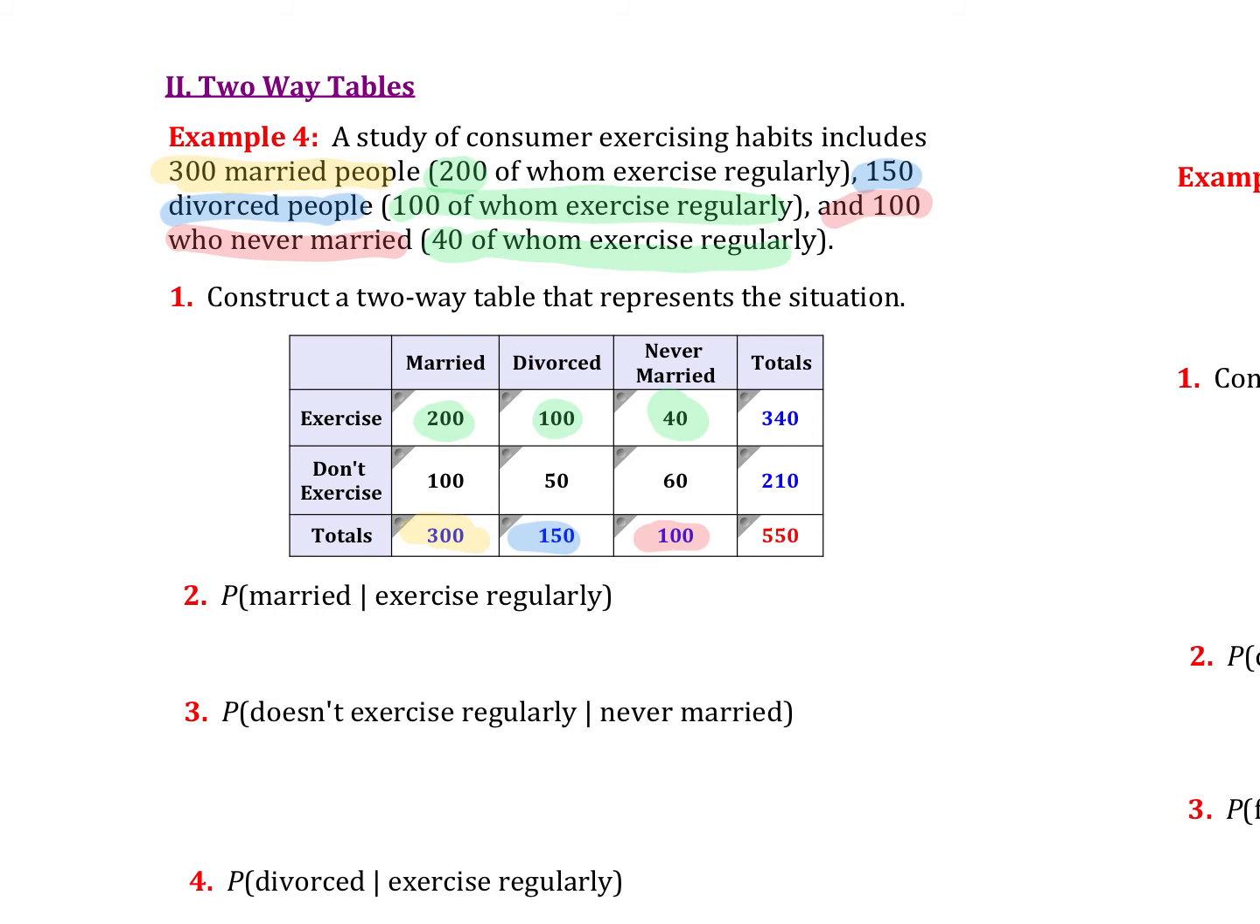So now let's figure out these conditional probabilities here. I want to know, what is the probability of selecting someone who is married given that they exercise regularly? Given that they exercise regularly. Well, if they exercise regularly, that represents 340 people. 200 of those happen to be married folks. So we do 200 over 340. That gives me about 58.8%.